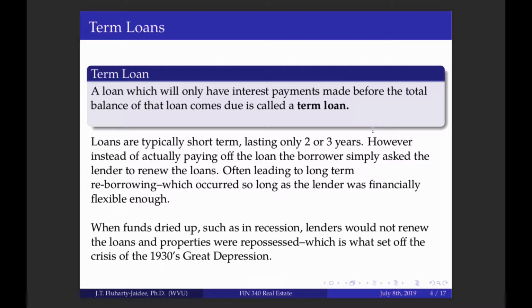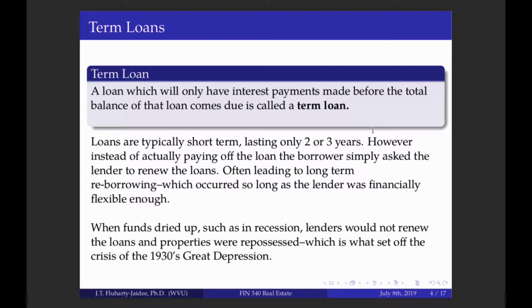So lots of houses were foreclosed upon and repossessed. And you can imagine that this leads to a bit of a problem with homelessness. So when you look at pictures from the 1930s and the Great Depression, you see a lot of homeless people living in tents in Hoovervilles.